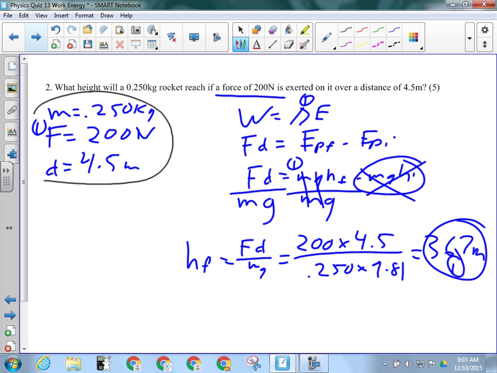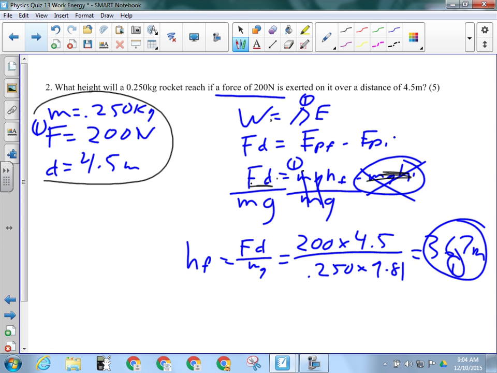Give them a mark if they got work is a change in energy, something about EP final and EP initial. Next mark is for manipulating the formula to solve for the final height. So we've got force times distance, which we were given in the question, is equal to m times g times hf, because obviously catapults sit on the ground where the height is 0. So we have no initial potential energy. So we divide both sides by m times g, and that'll leave us with hf. So we're up to 3 marks to this point.